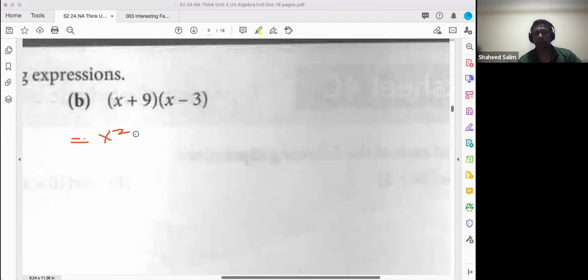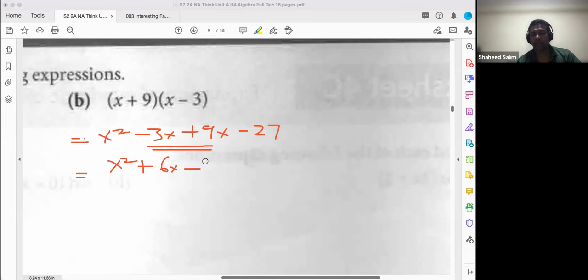X times negative 3x. 9 times x, 9x. 9 times 3, negative 27. Now these two can be simplified. For the 9x minus 3x, 6x. So you get x squared plus 6x minus 27. Now, how to get from this form to here?